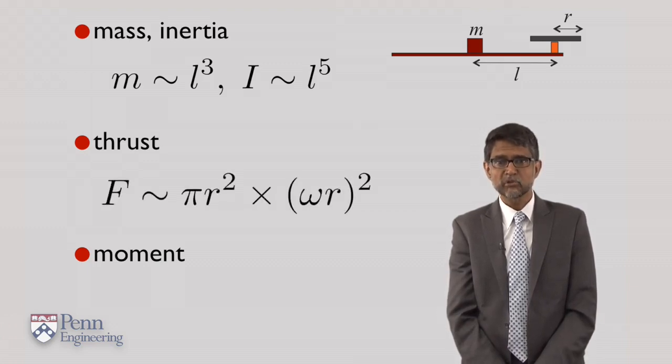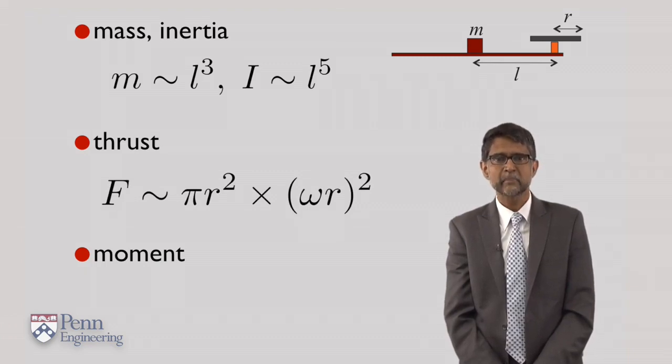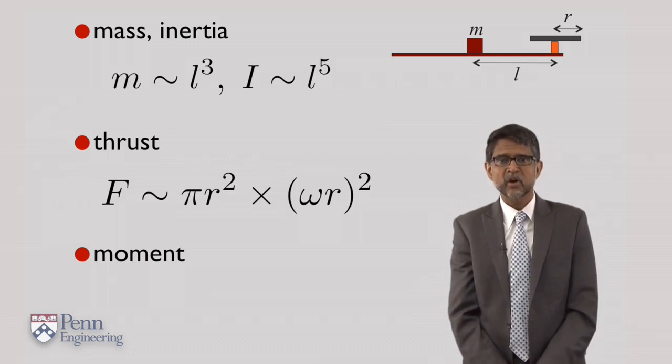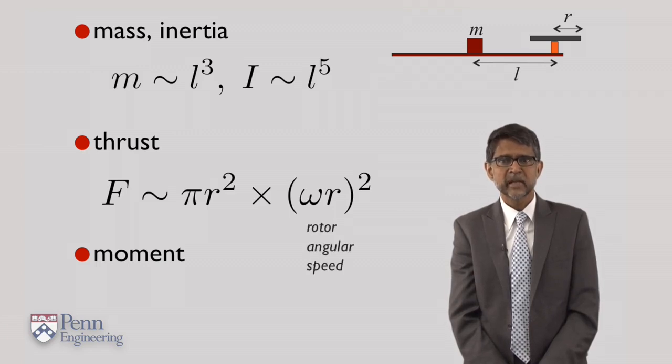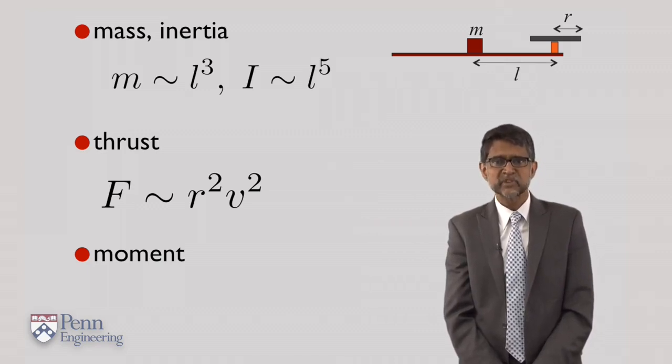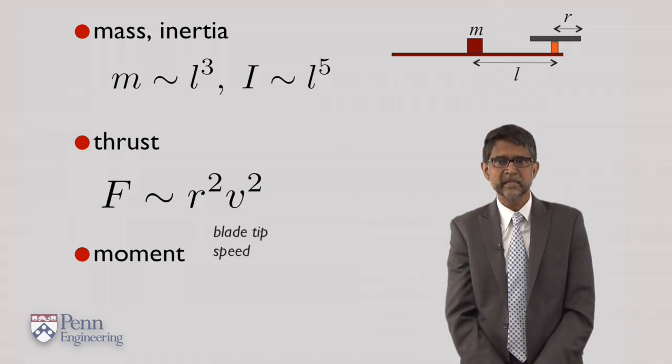If you look at the total thrust applied by the rotors, this scales as the area spanned by a single rotor. It also scales as the square of the blade tip speed. So if omega is the rotor speed and r is the rotor radius, then the product of omega and r gives you the blade tip speed, and the thrust scales as the velocity squared. In short, the thrust scales as r squared times v squared, where v now is the blade tip speed.